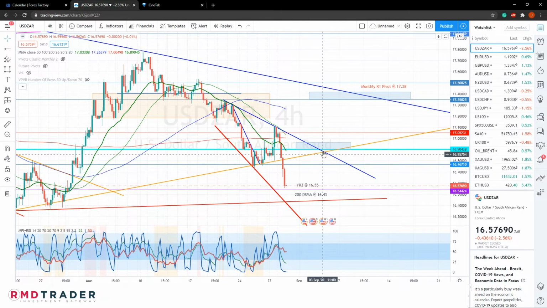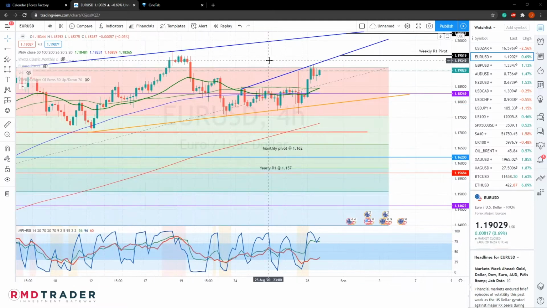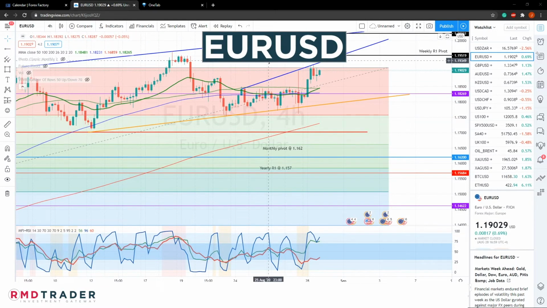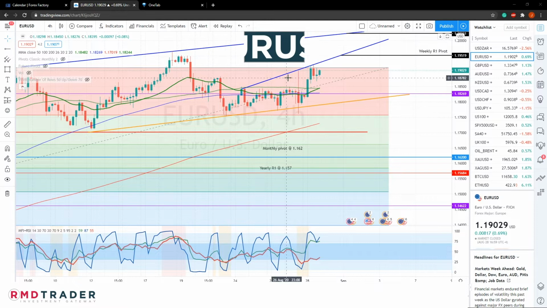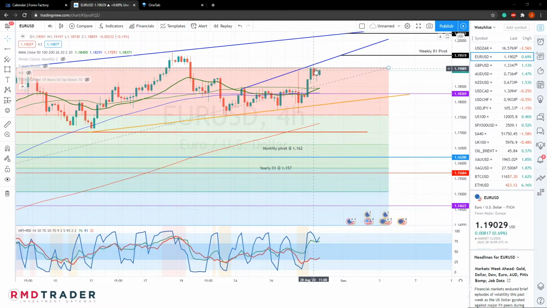Then, of course, should we manage to break above this 16 rand 90 area with a proper close above this level, we can expect price to move back higher towards the top of this larger diagonal resistance, and that would be close to 17.35.